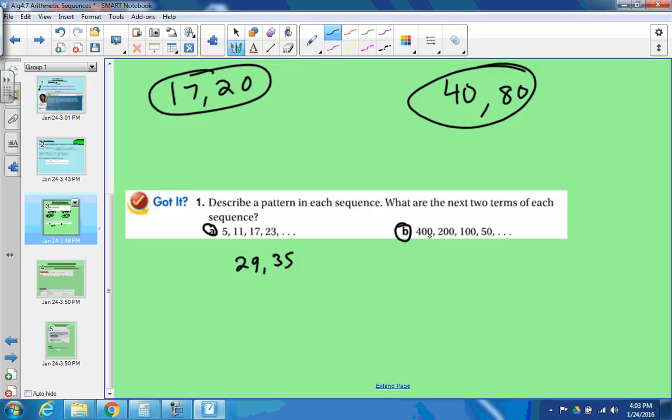And B, it's actually dividing by 2 each time, so multiplying by 1/2. Divided by 2 again, we'd have 25, and then we'd have 12 and a half.